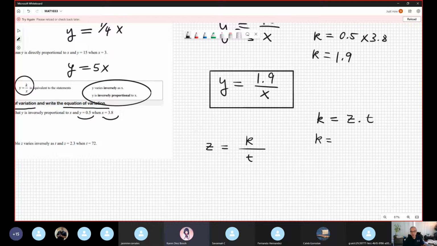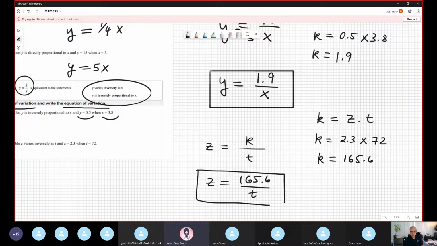In our specific example, it is 2.3 multiplied by 72, which is 165.6. It's a constant, and the formula is C equals 165.6 divided by T. Boom. Done. Any question?